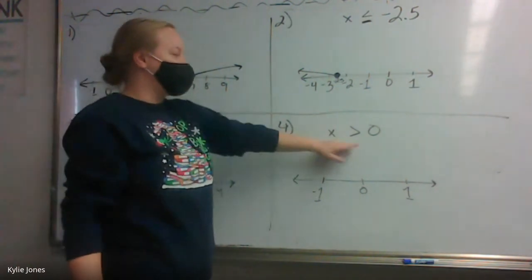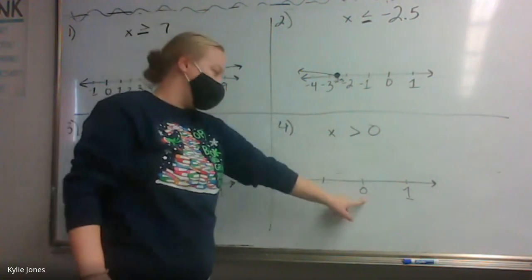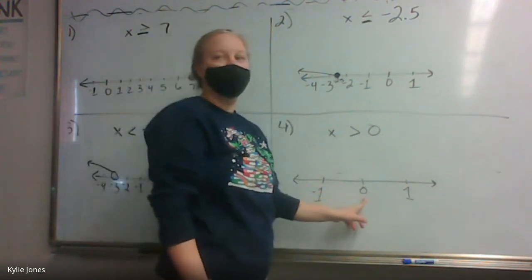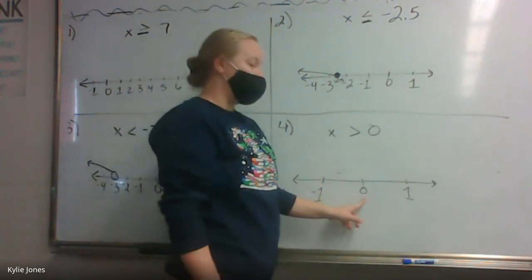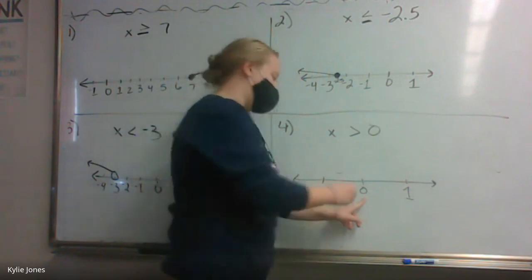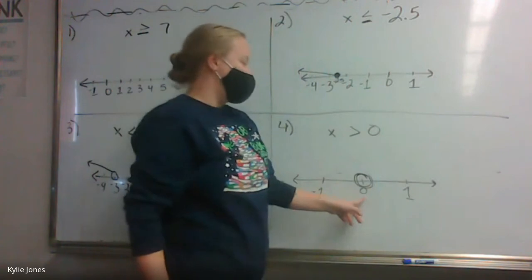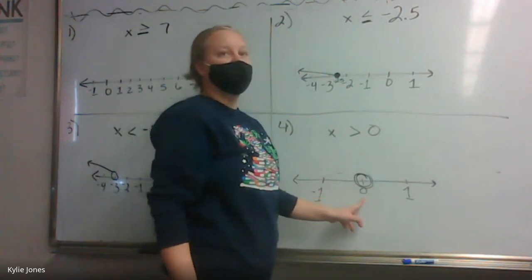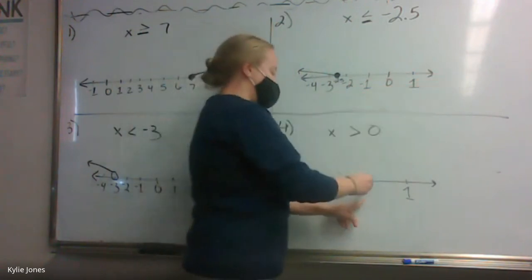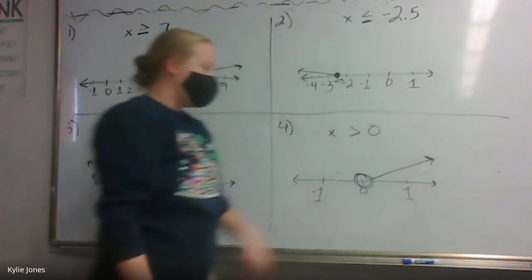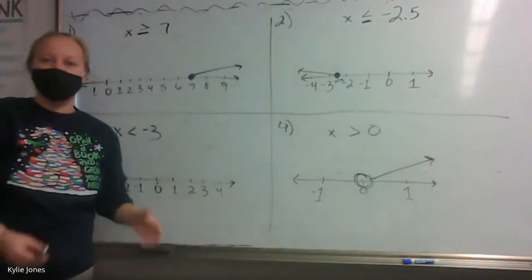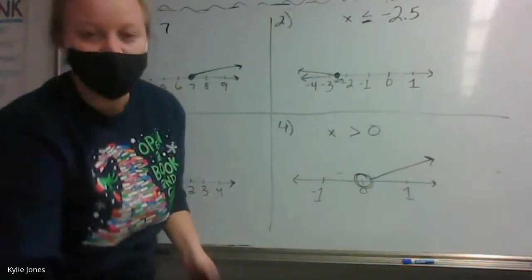Now, our last one, x is greater than 0. So we're at our number 0. What sort of circle am I going to use? Open or closed? Open. There is no equal to, so it's an open circle. And which way do I point it to make it greater than 0? To the right. That way. Good. How'd you guys do on those?